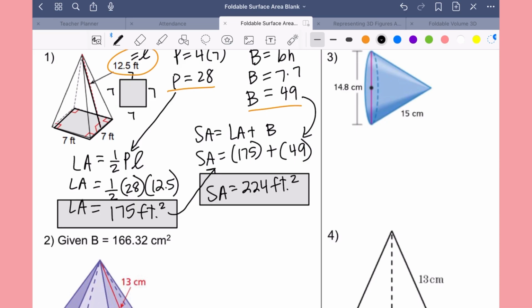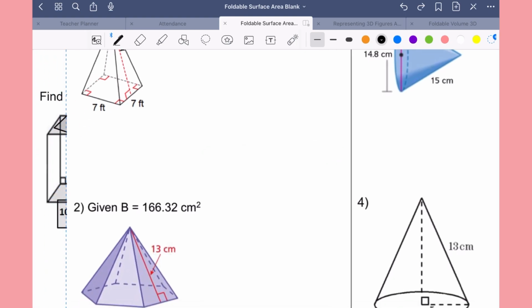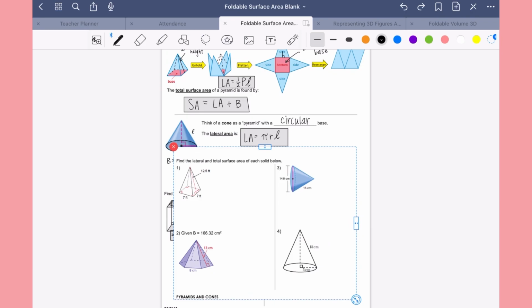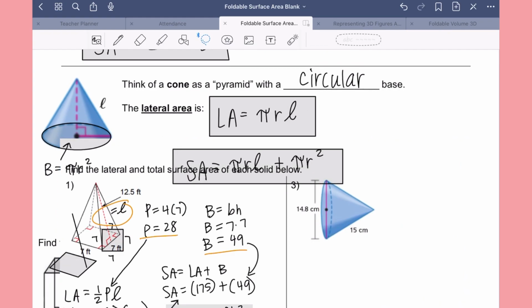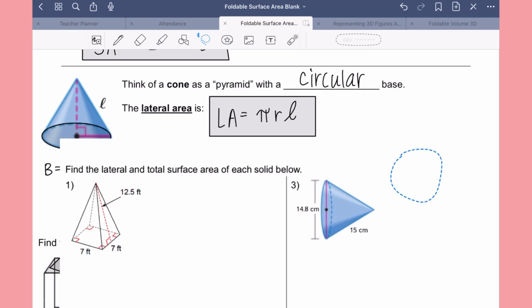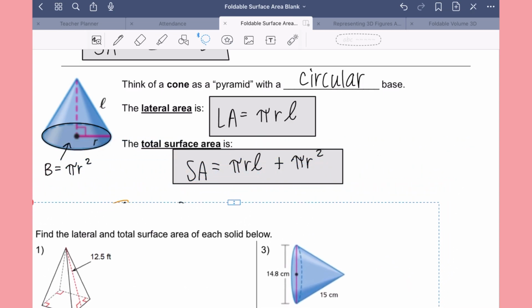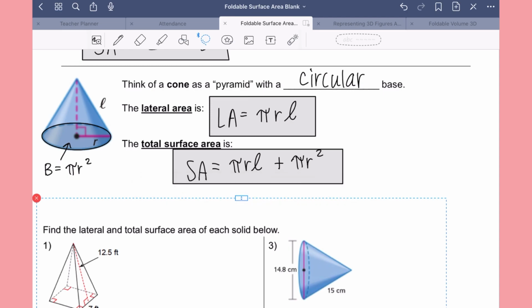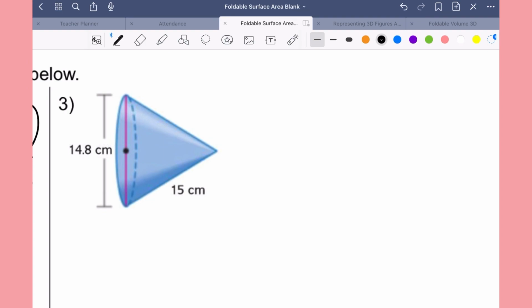I did it again. Oh my gosh. Okay, let's see if I can fix it. There we go. Okay, hold on. This needs to go here. Okay, just ignore that. Let's just do the cone. I keep messing it up.